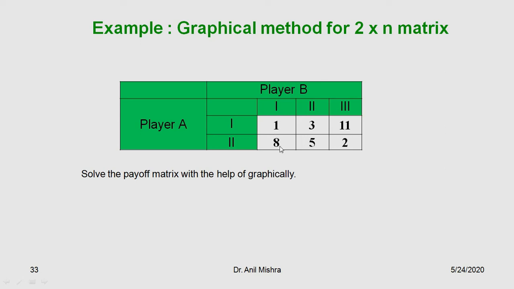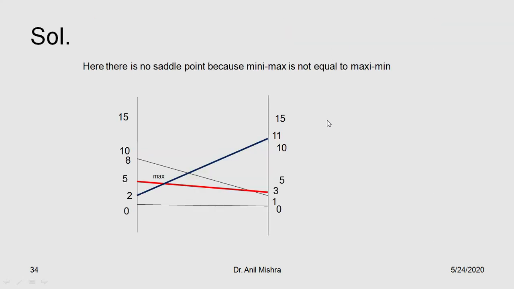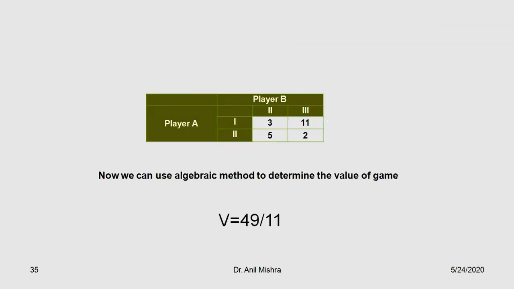Once we have found the term, that is the 2 rows and 2 columns, thereafter we have to solve the value of the game with the help of the algebraic method. That means the mixed strategy process. That means the value of the game is AD minus BC divided by A plus D minus B plus C.